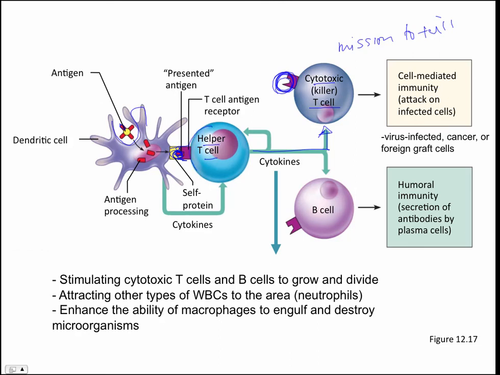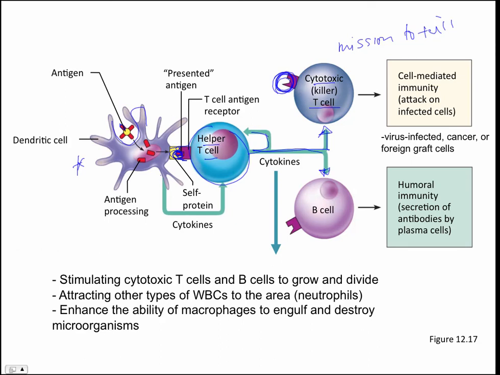Now, another thing the helper T cell does, it also releases cytokines. And what do cytokines do? Cytokines are going to call in and increase the responsiveness of more helper T cells, more cytotoxic T cells, and also more of these macrophages to this site of infection. Now, what else do we call in? We also call in B cells.